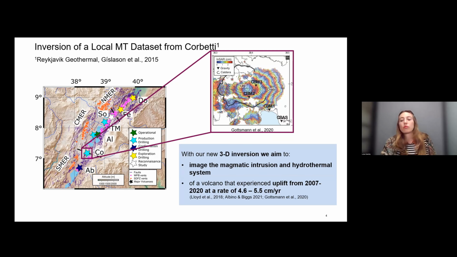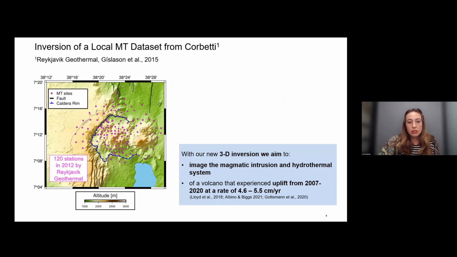And the interesting thing was, on the one hand, that production drilling was about to take place. And the other thing is that Corbetti has been uplifting for a long time at a steady rate, which is not happening at all the volcanoes in Ethiopia. And Gottsmann et al. interpreted this to be an active magmatic intrusion. So what we wanted to do now is really image this intrusion, and we were so lucky to get data from Reykjavik Geothermal. They were so nice to share them with us.